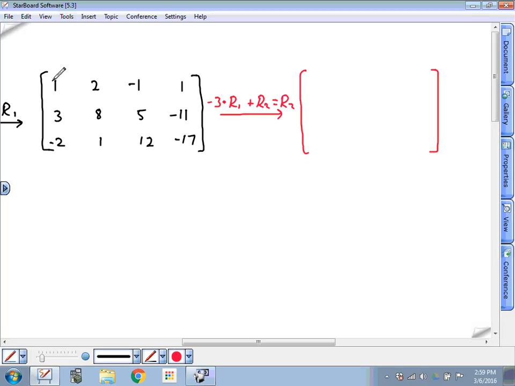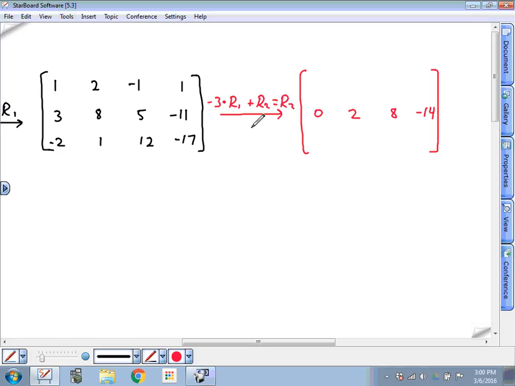Okay. So I'm not going to write it down because it's going to get a little messy here in a second, but you just need to remember that this entire top row is being multiplied by -3. So -3 times 1 is -3, and then -3 plus 3 is 0. Now move over here. This is also multiplied by -3, making -6. -6 plus 8 is 2. This is multiplied by -3, making 3. 3 plus 5 is 8. And then this is multiplied by -3, adding to -11, makes -14.